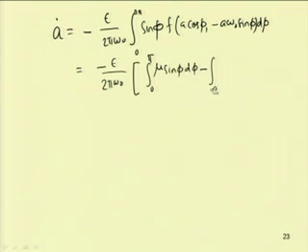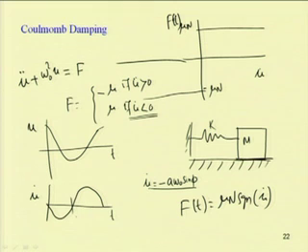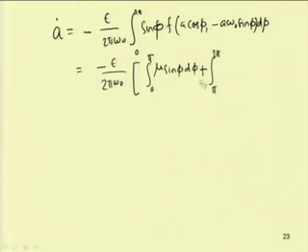pi to 2 pi. So, one can integrate it from pi to 2 pi. As this value is positive, u dot is greater than 0, so f will have a value of minus mu. So, this becomes minus mu sin phi d phi.